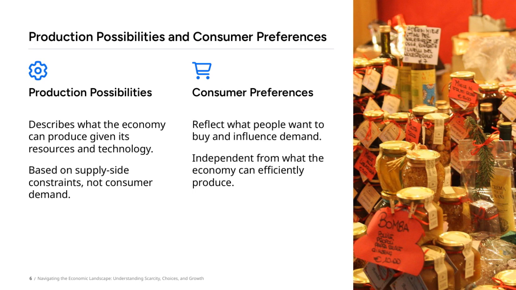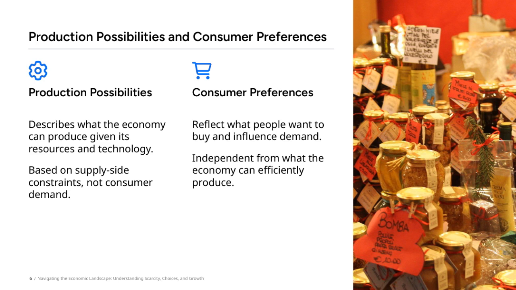On the other hand, consumer preferences reflect what people actually want to buy, which directly influences demand. Interestingly, these preferences operate independently from what the economy can efficiently produce. The image here, showing a vibrant market with honey, jams, and sweets labeled with prices, perfectly illustrates this dynamic between supply capabilities and the diverse tastes of consumers.